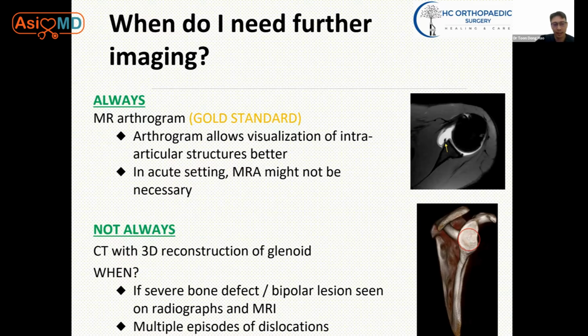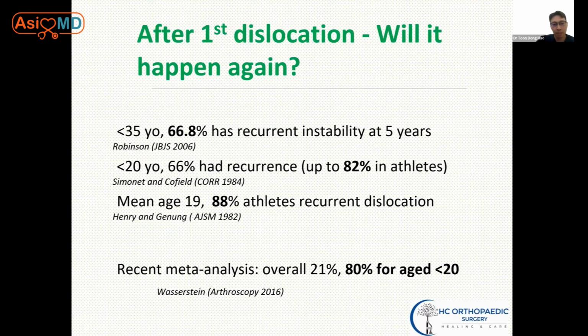Sometimes we will do a CT scan with a 3D reconstruction of the glenoid to assess the bone loss when there is any severe bone defect that we can see on the MRI or the radiographs, or sometimes we do it from the get-go if the patient comes to us with, for example, more than 5 to 10 times of dislocation.